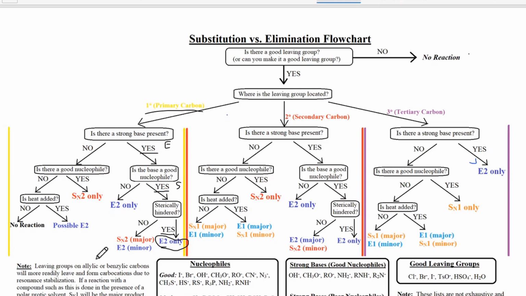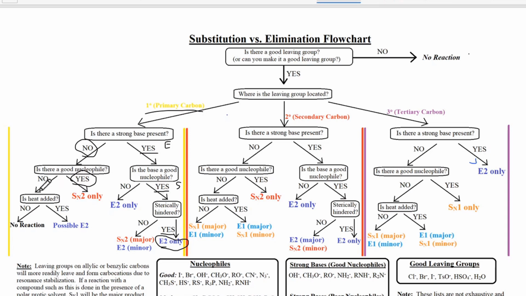Or in the case of strong base present, is a strong base present? Let's say it's no. If the answer is no, is there a good nucleophile? Yes. Well, then you're going to get SN2 only. Without a base, elimination can't occur, so only a good nucleophile can give you the reaction.